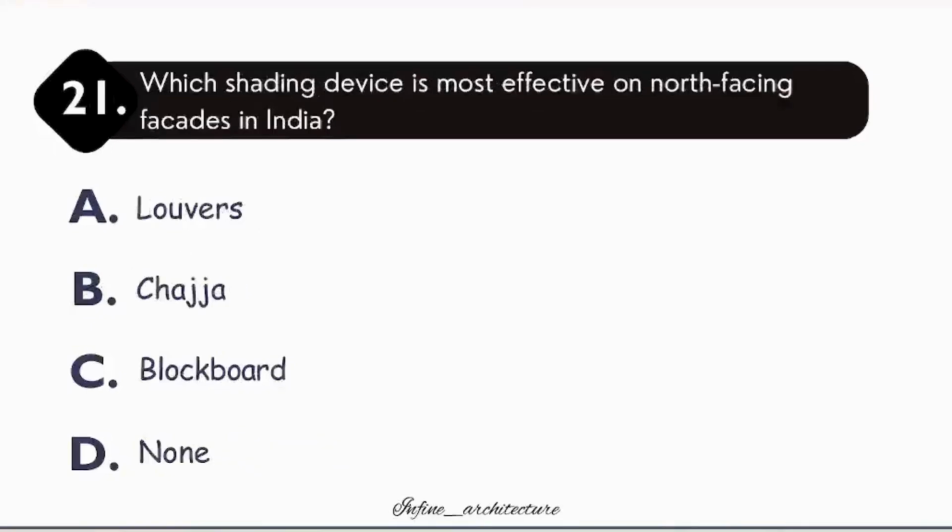Which shading device is most effective on north facing facades in India? The options are A, louvers, option B, chhajja, option C, blockboard, option D, none. So the right answer should be option number D, none. Option number D, none will be the right answer.